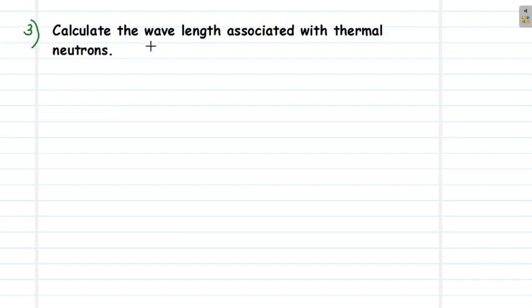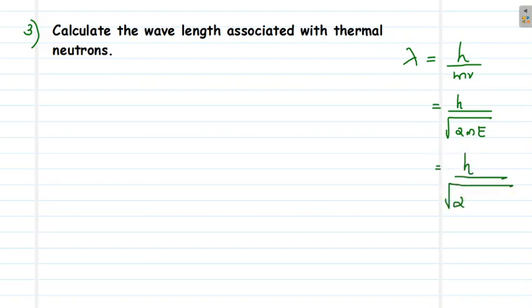Calculate the wavelength associated with thermal neutrons. So as we have said, the general equation is lambda equal to h by mv, or lambda equal to h by root of 2mE. In the case of thermal neutrons, energy is of the order of kT. k is the Boltzmann constant, T is the temperature. So h by root of 2m into Boltzmann constant into T.